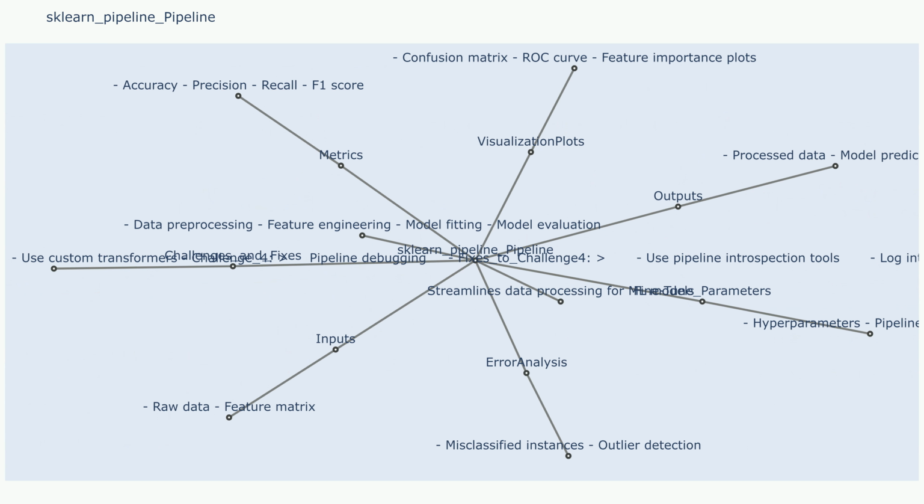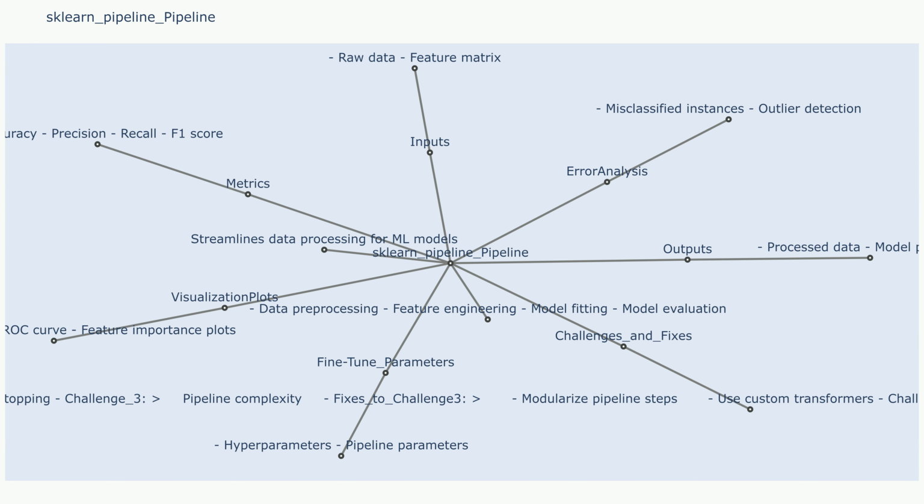Fine-tune parameters. Hyperparameters of estimators. The parameters within the estimators used in the pipeline can be adjusted to optimize model performance. Pipeline structure. You can experiment with different combinations of estimators and their order within the pipeline.